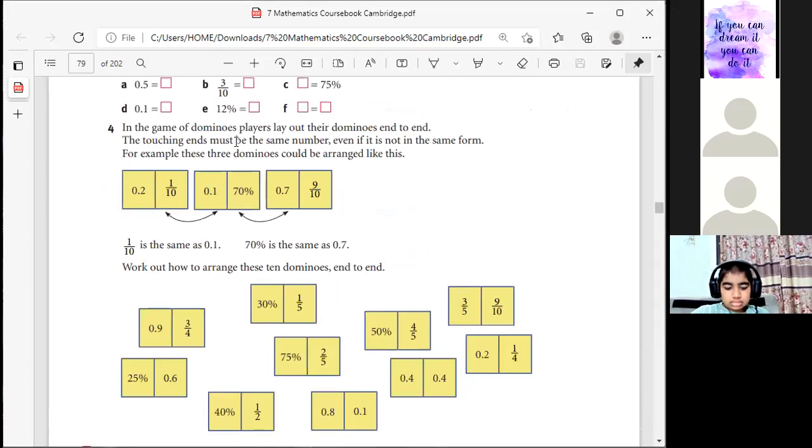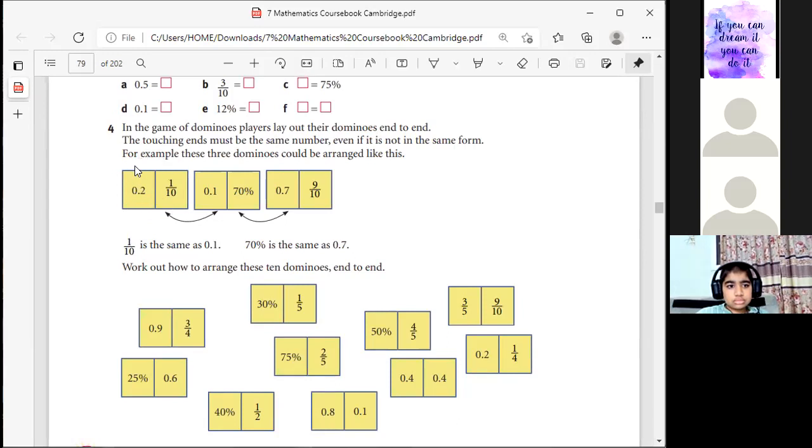In the game of dominoes, players lay out the dominoes end to end. The touching ends must be the same number, even if it is not in the same form. For example, these 3 dominoes could be arranged like this. 0.2, what does it mean? 0.2 can be written as 2 upon 10 or 20 upon 100.